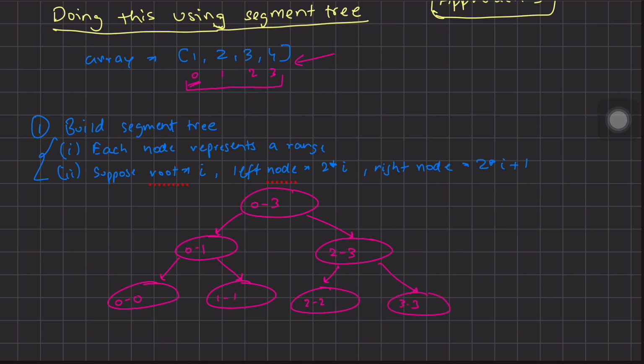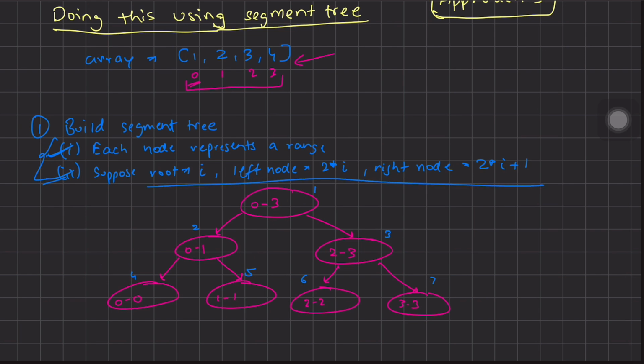Once we have reached here, see that we have represented each node in terms of index. The second point is that if the index of this node is 1, then the index of this node is 1 into 2, which is 2, and this node is 3, which is 1 into 2 plus 1. Similarly, this is 4, this is 5, this is 6, this is 7. So 2 into 2 is 4, and 4 plus 1 is 5. So this condition is also satisfied, right?